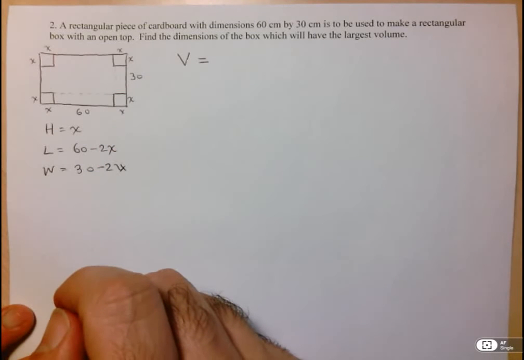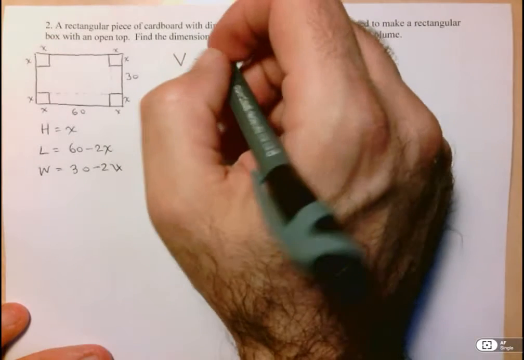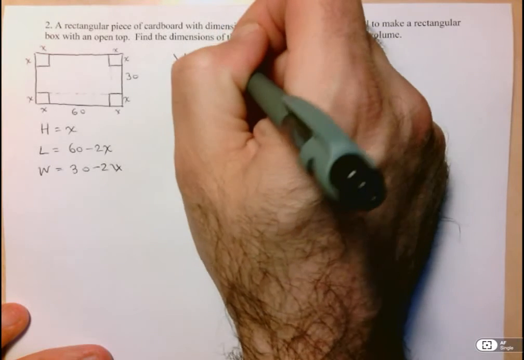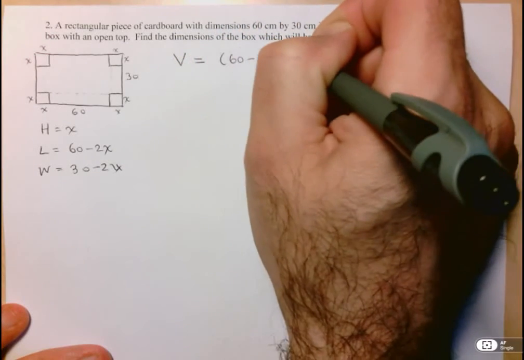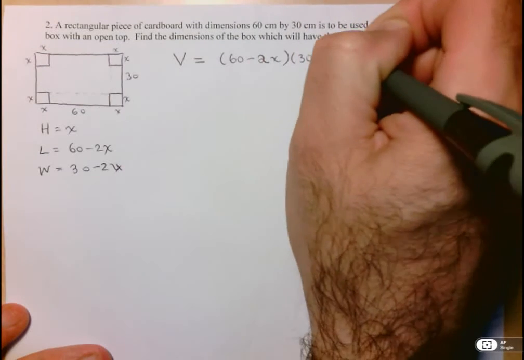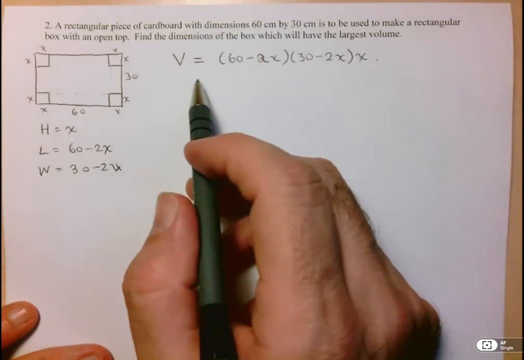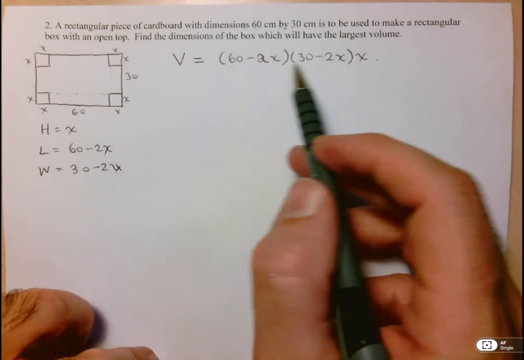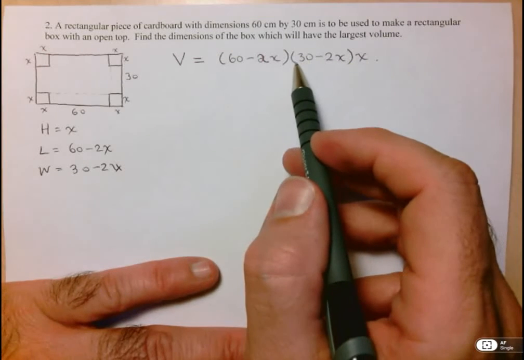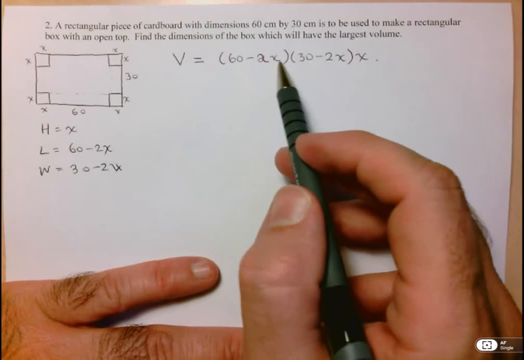Now we'll use this to create an equation for the volume. Length times width times height: we've got (60 minus 2x) times (30 minus 2x) times the height, which is x. So what we have now is an expression for the volume, and it's already given in terms of one variable. So this is ready to go. We have our model.